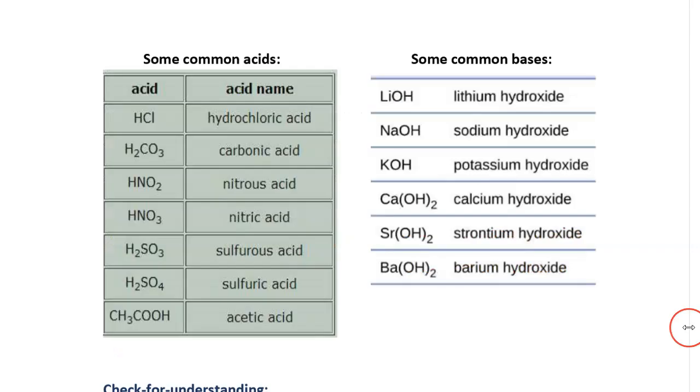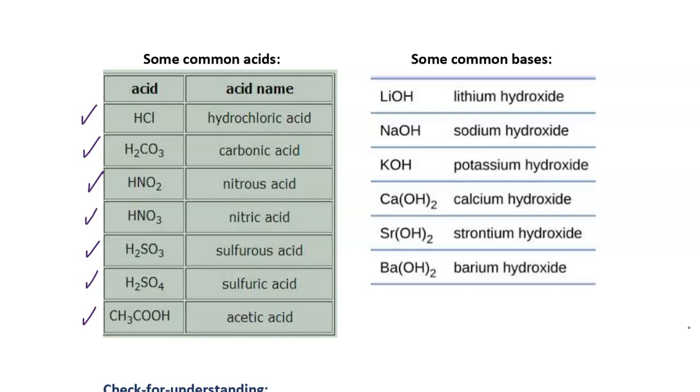Like I mentioned, whenever we've talked about acids or bases this year, we have used the Arrhenius definition of those terms. The chart on the left gives some common acids. HCl, hydrochloric acid. We've used that in a lot of our labs. H2CO3, carbonic acid. HNO2 is nitrous acid. HNO3 is nitric acid. That's one we've used in labs. H2SO3, sulfurous acid. H2SO4, sulfuric acid. We've used that in labs. And CH3COOH, that's acetic acid, which is the acid that's in vinegar.